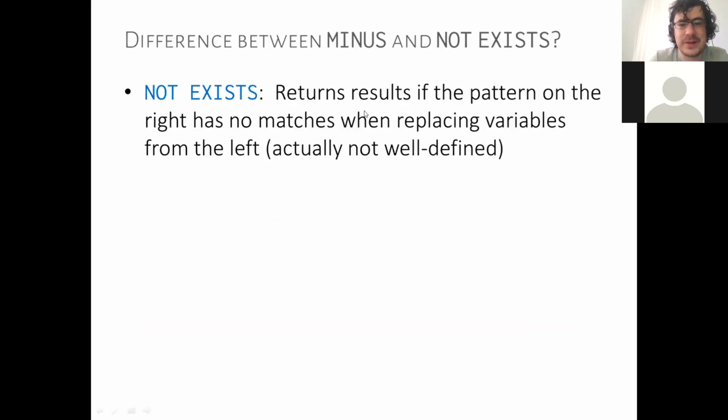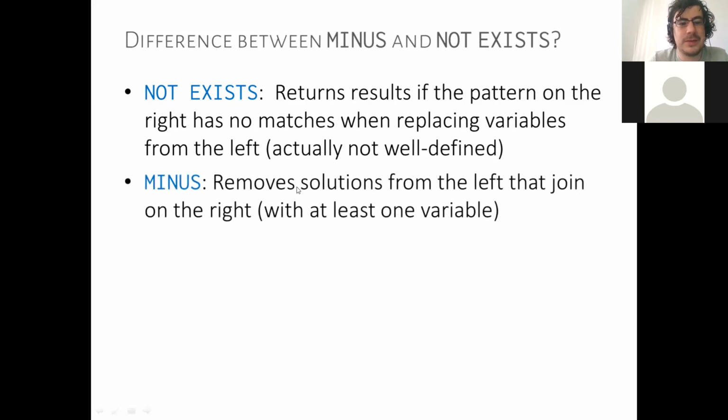So not exists returns solutions if the pattern on the right has no matches when replacing variables from the left. So if we have some solution from the left and we replace the variables for that solution on the right, then we want to check if there does not exist something. In fact, it was later realized after publishing the SPARQL 1.1 standard that this is not well defined. There are cases where you can't just replace variables because you create something that's not a valid query. So not exists has not really been fixed. There's actually some ambiguity around what this actually means.